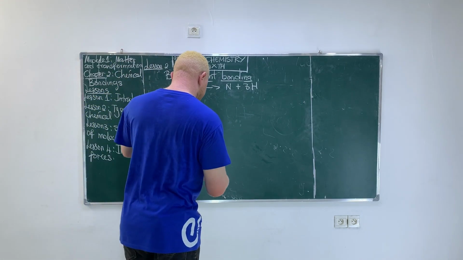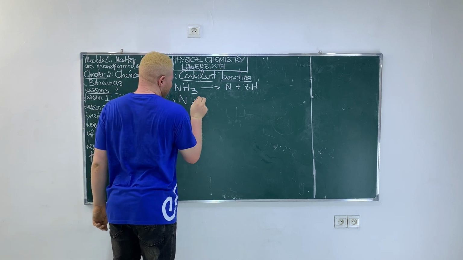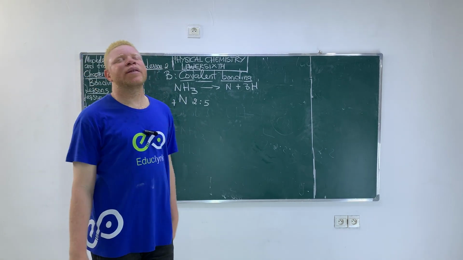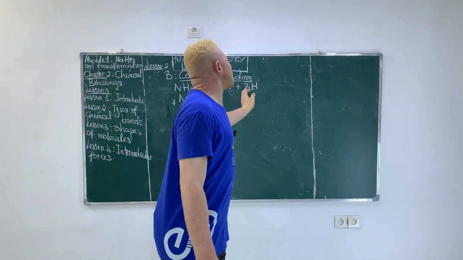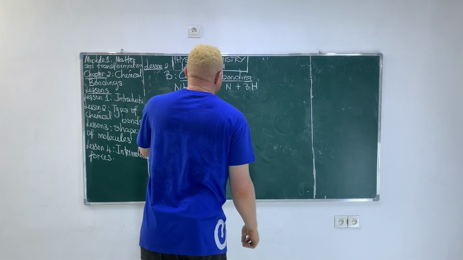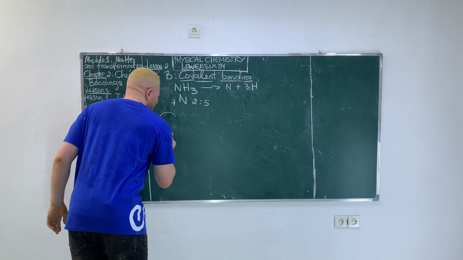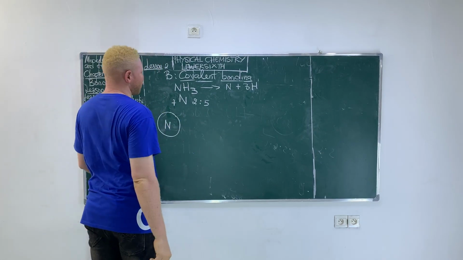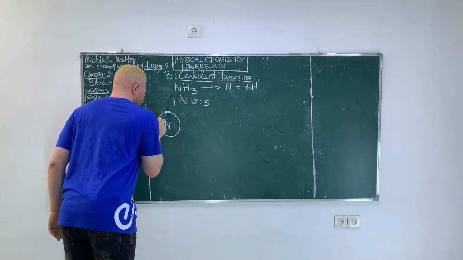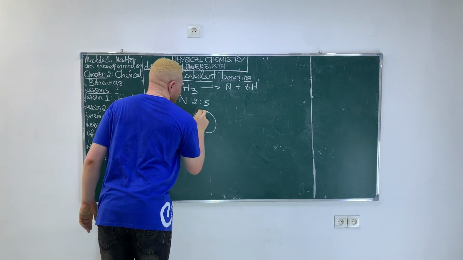We'll start by writing the electronic configuration. Nitrogen, atomic number 7, is 2,5, so 2 plus 5 is 7. Hydrogen just has one electron in the outer shell. So before bonding, we have one atom of nitrogen combined with three atoms of hydrogen. The nitrogen atom has how many electrons in the outer shell? There are 5 of them: 1, 2, 3, 4, 5.